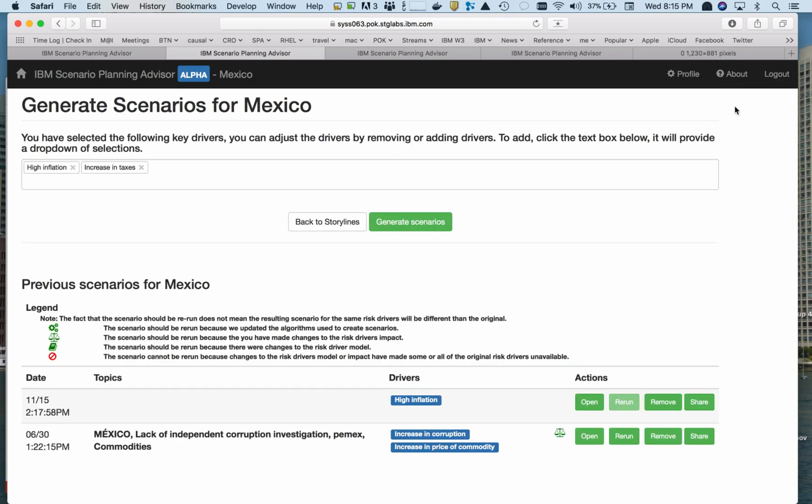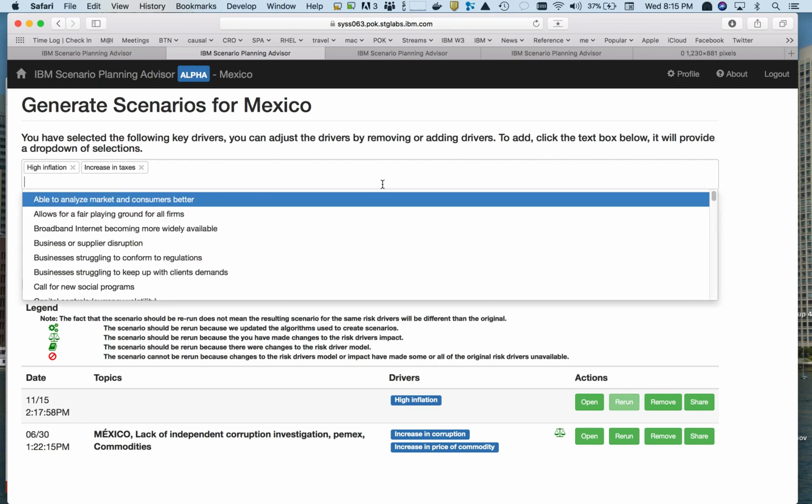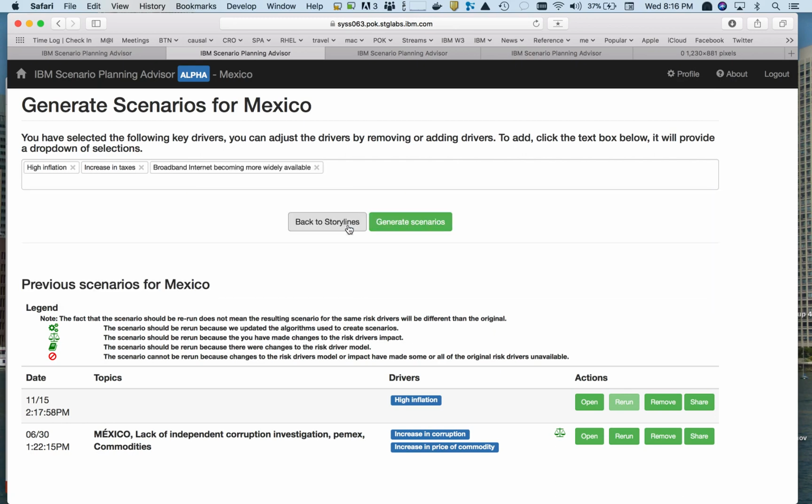Here we can see the set of risk drivers that we had previously selected: high inflation and increase in taxes. In this box, we can adjust the list, expanding our what-if explorations by adding or removing other drivers. Say, for example, broadband internet becoming more widely available. Well, in this case, let's just go back and stick with the original two that we selected. So when we're ready, we just press the Generate Scenarios button.